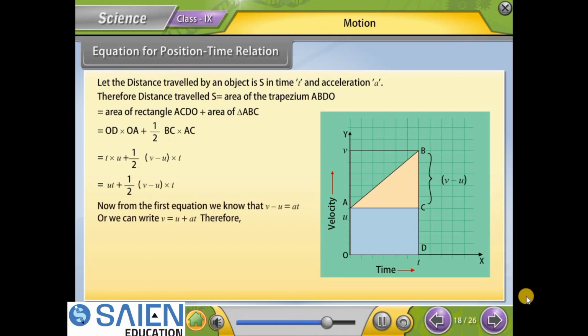Now from the first equation we know that V minus U is equal to AT, or we can write V is equal to U plus AT. Therefore, s is equal to UT plus 1 upon 2 AT square. This is the second equation of motion.